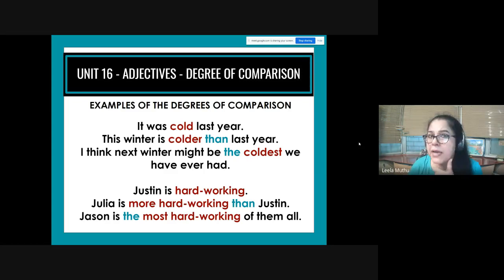Justin is hardworking, my imaginary buddy. Julia is more hardworking than Justin, but Jason is the most hardworking of them all. Now, children, here I put a hyphen between hard and working. Apparently, hardworking is used in different parts of the world with a hyphen and without one. But I think hard-working looks and sounds like it should. So we have more hardworking than and the most hardworking of them all.